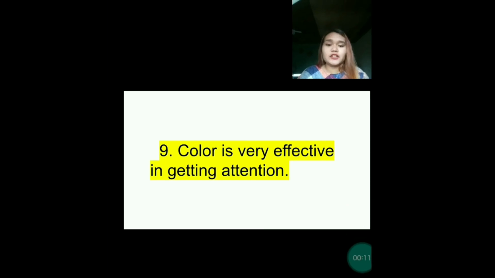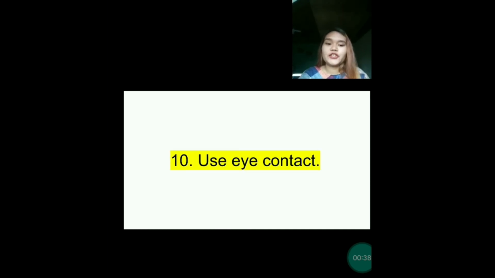Number 9, color is very effective in getting attention. Make use of colored dry erase pens on whiteboards, colored overhead pens for transparencies and overhead projectors, and colored paper to highlight keywords, phrases, steps to computation problems, spelling patterns, and others. Number 10, use eye contact. Students should be facing you when you are speaking, especially while instructions are being given.